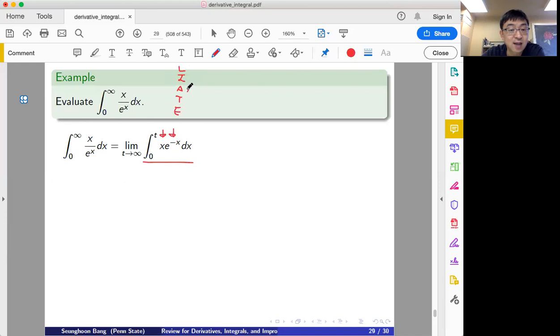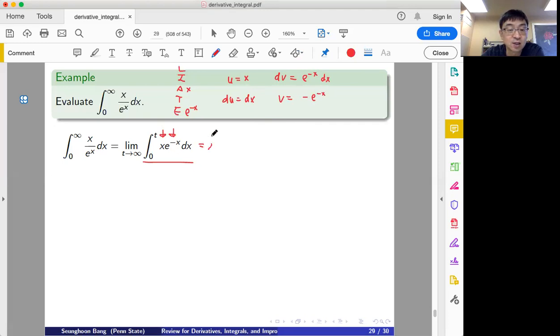x is an algebraic function. e to the minus x is an exponential function. What is u? u equals x, the top one. dv equals e to the minus x dx, the bottom one. What is du? du is x prime dx, 1 times dx. What is v? The integral of e to the minus x is negative e to the minus x.